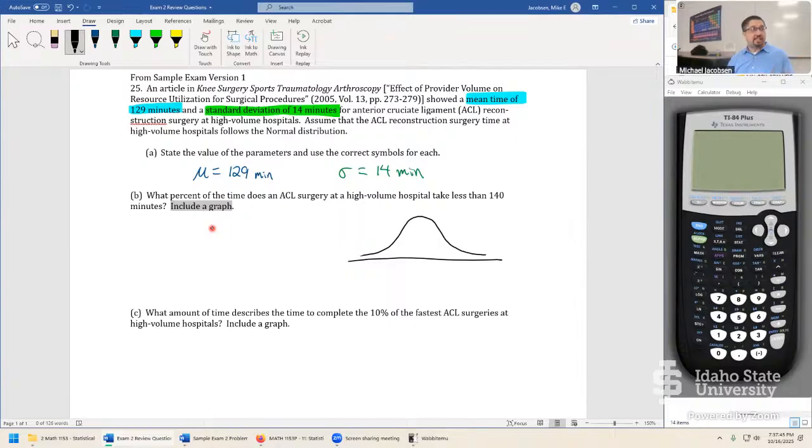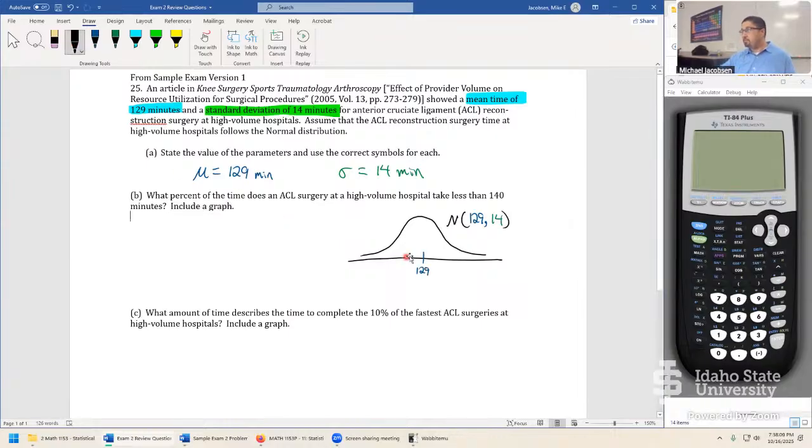Notice we're not going to use the 68, 95, 99.7 rule on the exam. Really, that was just a way to start helping us visualize where things are, how to draw these graphs and work with them. So this is N(129, 14). 129 would go down here.